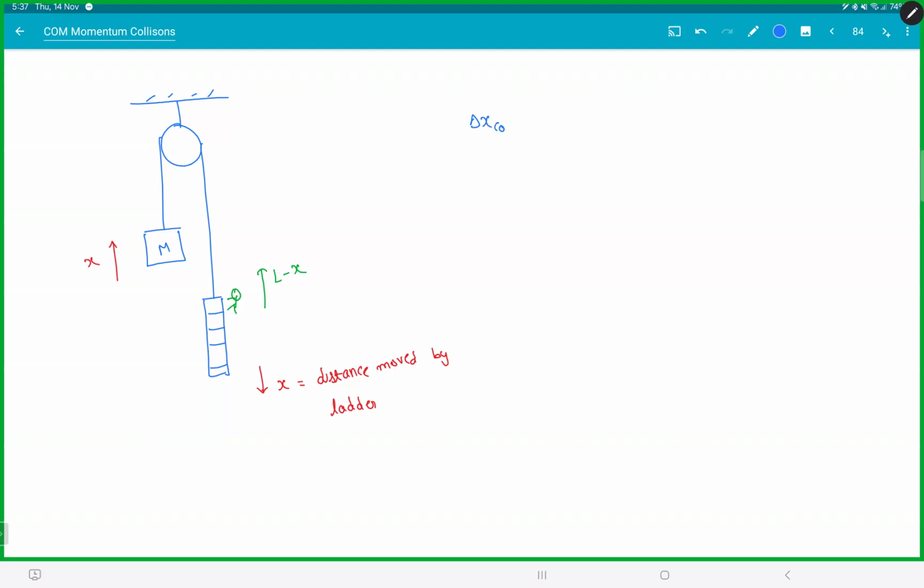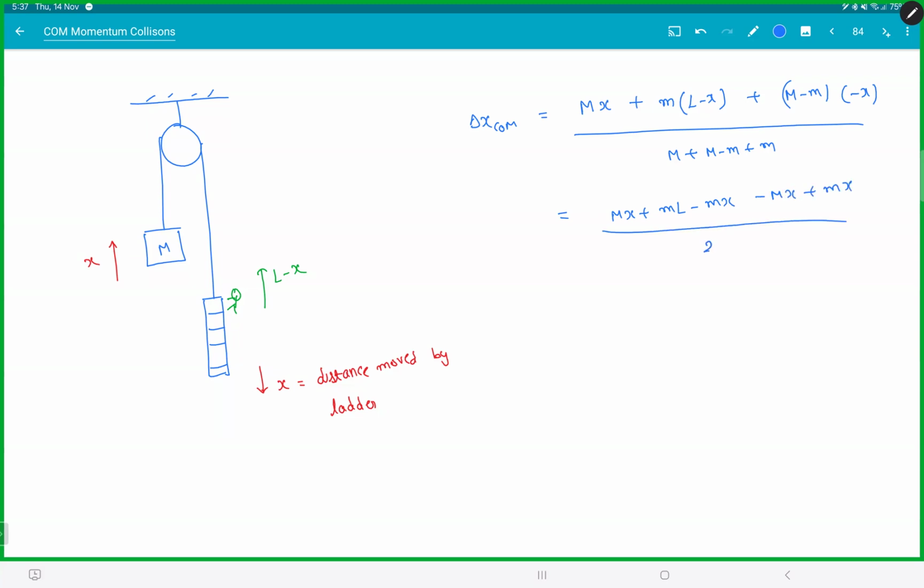So delta y center of mass in this case is m1 delta x1 plus m2 delta x2 and so on. The block M displacement is x. The man's mass is small m, displacement is L minus x. The ladder's mass is M minus m, and the displacement is minus x. Total mass is M plus M minus m plus m, that is 2M. So that is (Mx plus m(L minus x) minus (M minus m)x) by 2M. This will cancel, giving mL by 2M.